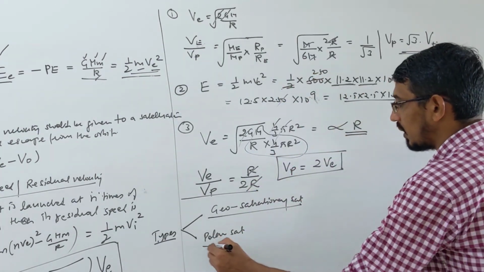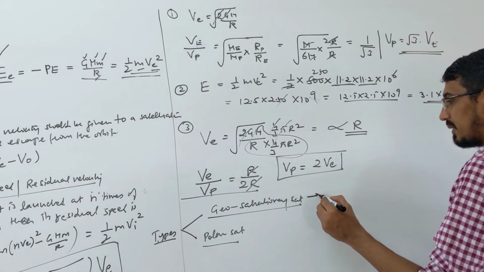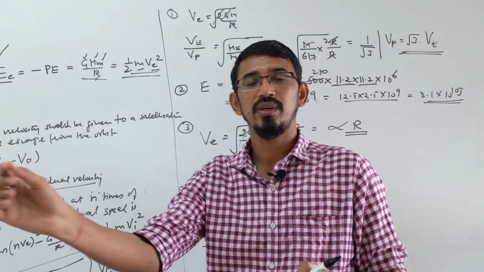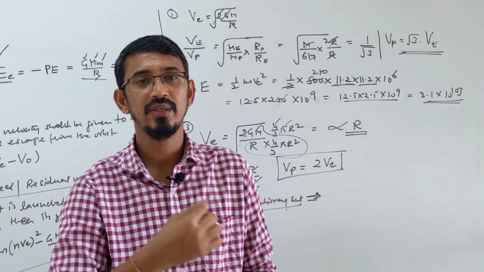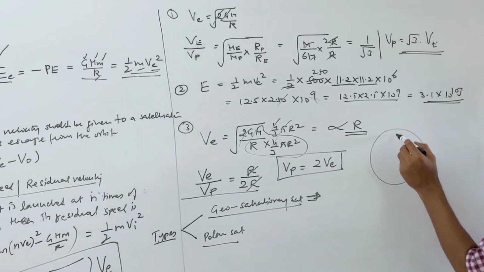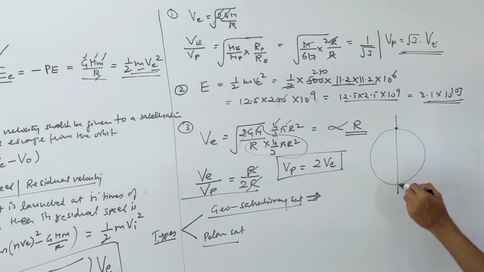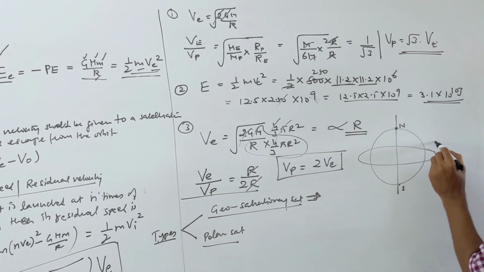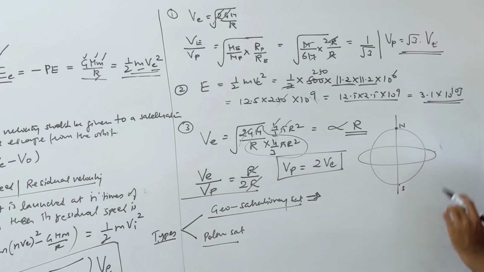Polar satellite, yes. This satellite revolves where? Around the equator of the earth, in the equatorial plane, okay. This is your earth, rotating about that line. These are the poles, north pole, south pole. So this satellite rotates in this plane, like this way. Yes, this is your geo satellite, okay.